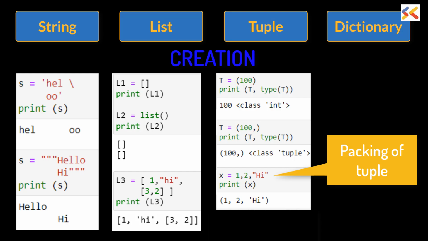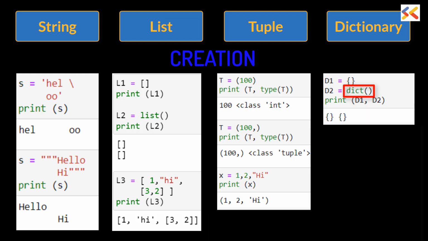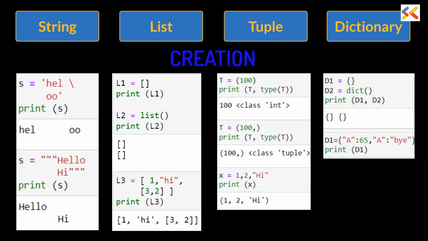Now let's see dictionaries. To create an empty dictionary, you can just give empty curly brackets, or you can use dict function too to create an empty dictionary. Let's see some important behavior about dictionary keys. Keys cannot be duplicate and are unique in dictionary because they are used to access the values.